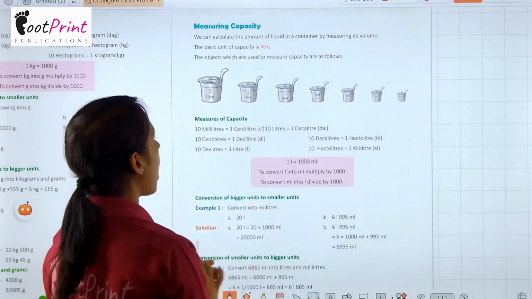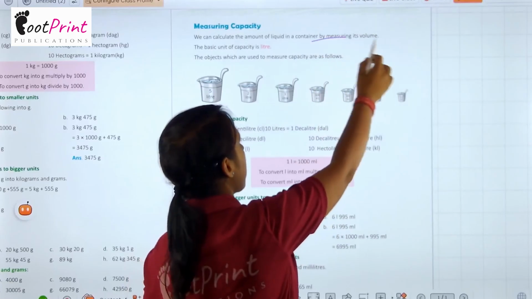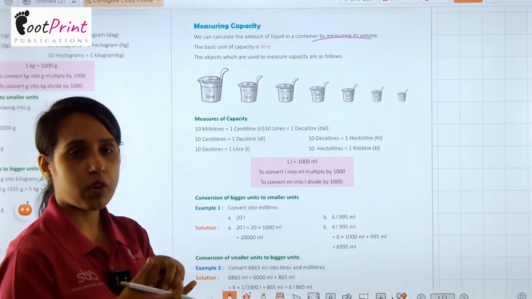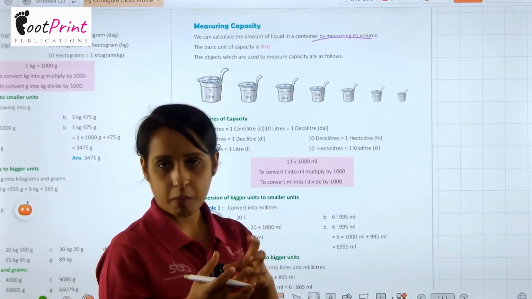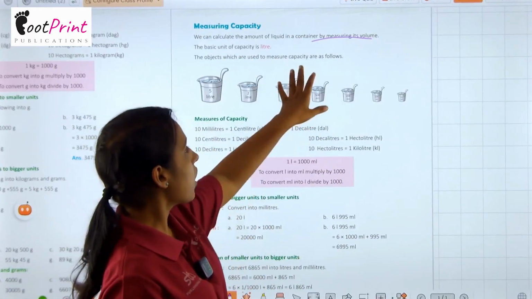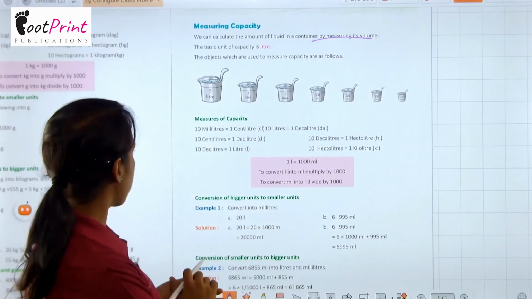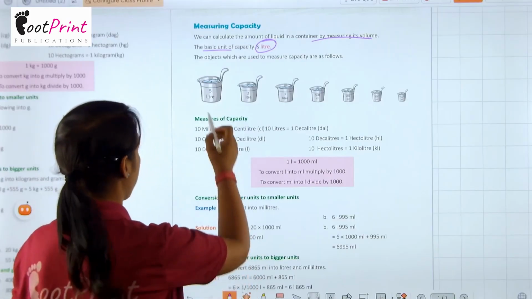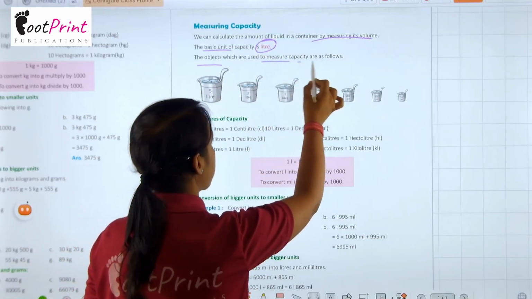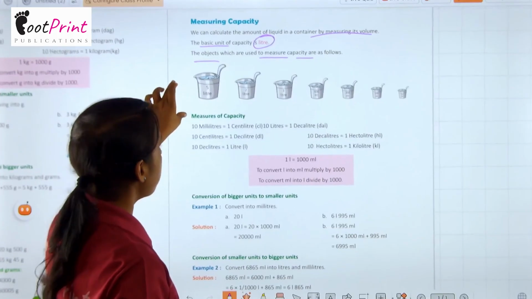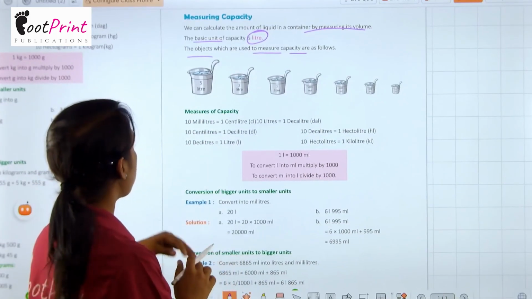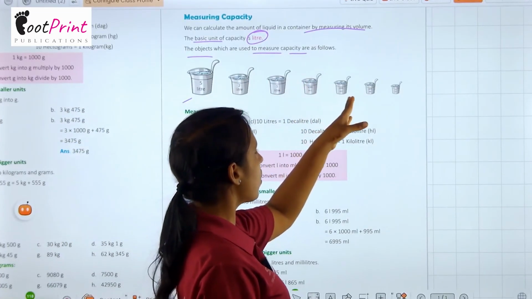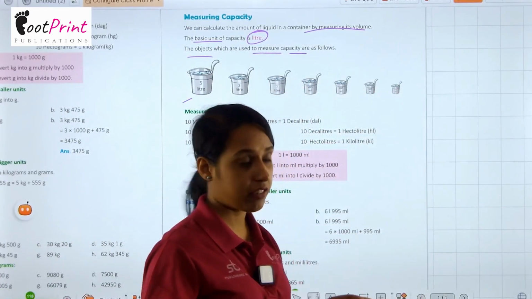So we can calculate the amount of liquid in a container by measuring its volume. कि हम क्या कर सकते हैं, कैलकुलेट कर सकते हैं कितना अमाउंट आ रहा है उसमें लिक्विड का, कोई भी ऑब्जेक्ट जो हमारे पास है, कंटेनर जो है, ठीक है, उसकी वॉल्यूम को मेजर करके. और बेसिक यूनिट क्या होती है मेजर करने की कैपेसिटी, दैट इज लीटर. द ऑब्जेक्ट विच आर यूज टू मेजर कैपेसिटी आर एज फॉलोज. सो हम मेजर जो यूज करते हैं कैपेसिटी को मेजर करने के लिए कौन कौन से, 5 लीटर, 2 लीटर, 1 लीटर, 500 मिलीलीटर, 200 मिलीलीटर, 100 मिलीलीटर एंड 50 मिलीलीटर.